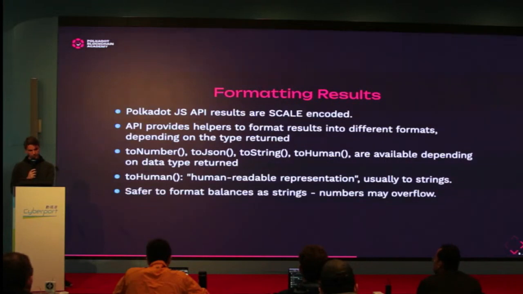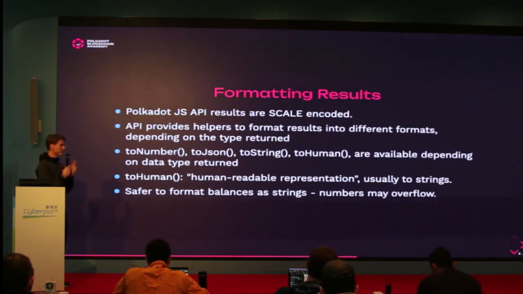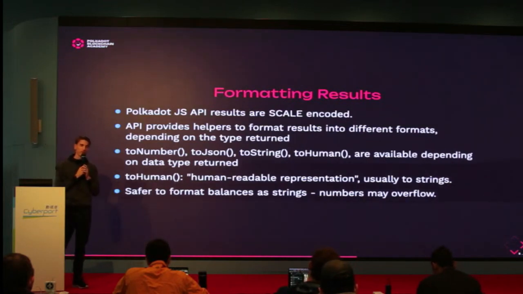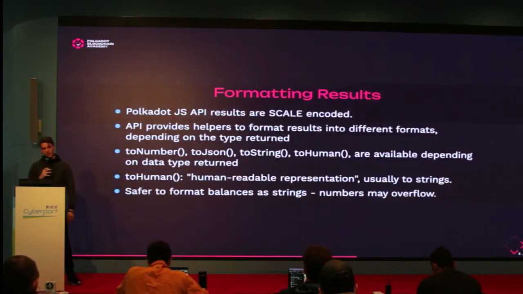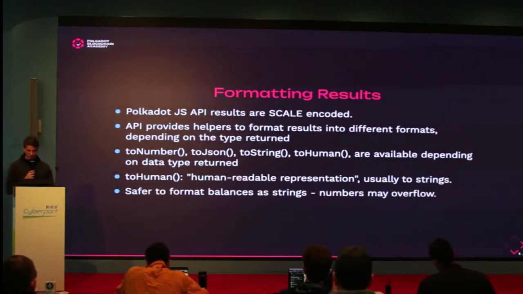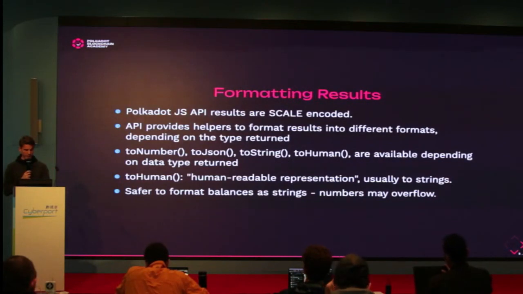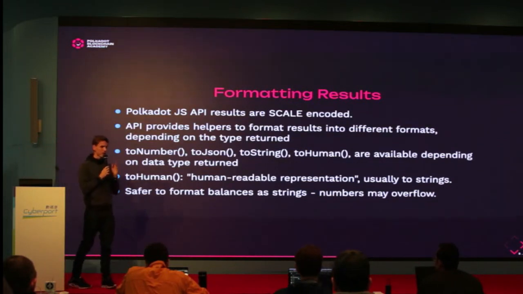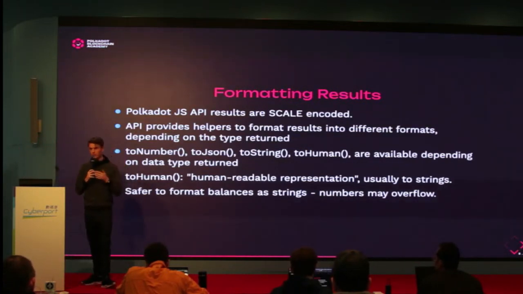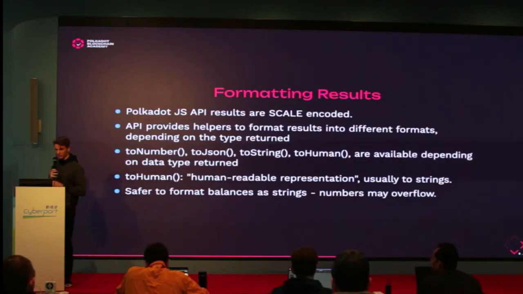Yeah, so in general, it's safer to format balances as strings, as numbers may overflow. Polkadot's unit of precision is 10 units, and JavaScript only handles numbers of 8 bytes, I believe. So numbers should be handled as strings and then passed into another utility like BigNumber.js or BN.js to handle those.